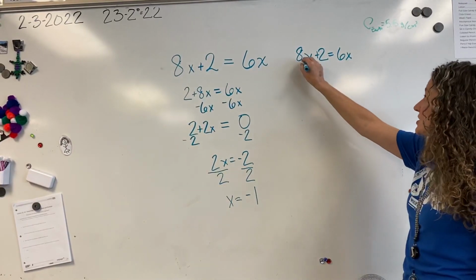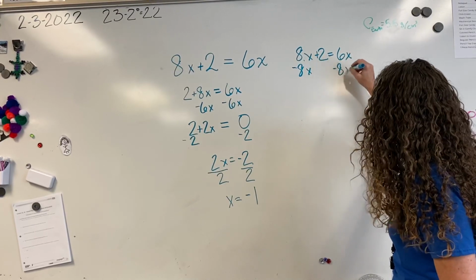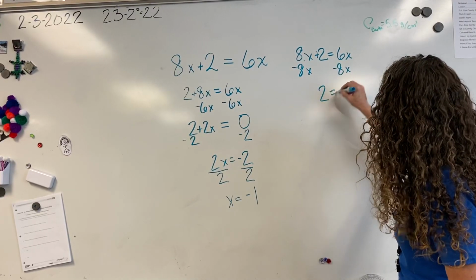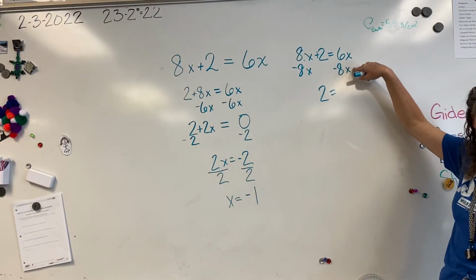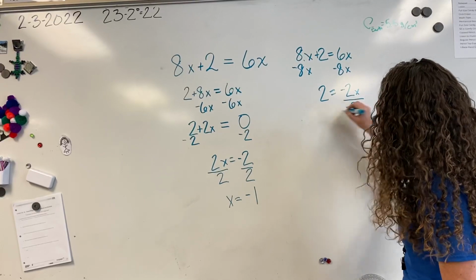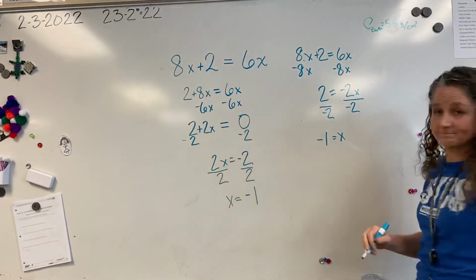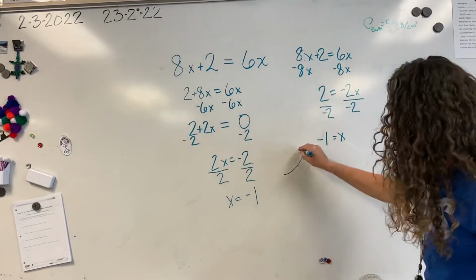All right, now let's say we have 8x plus 2 equals 6x. If we had done what Shad wanted to do and subtracted 8x at the beginning, we get 2 equals, what's 6x minus 8x? Negative 2x. Divide both sides by negative 2, we get x equals negative 1. And so we get the same answer both ways.